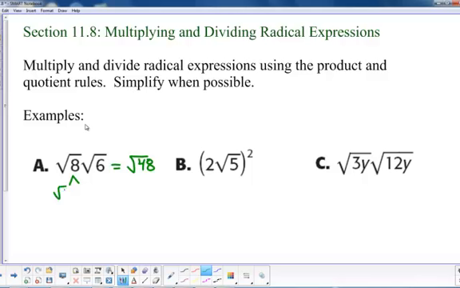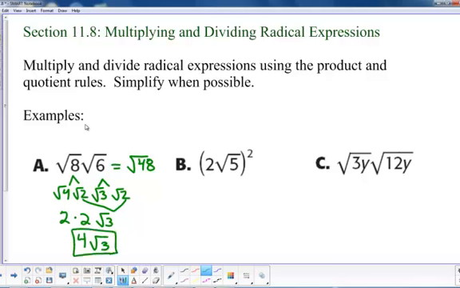So 8 is 4 times 2. And 6 is 3 times 2. So the square root of 4 is 2. And the square root of 3 is going to remain the square root of 3. And the 2 square roots of 2 is the square root of 4, which is another 2. So remember, 2 square roots that are the same thing cancel each other out. So this would simplify into 4 root 3.